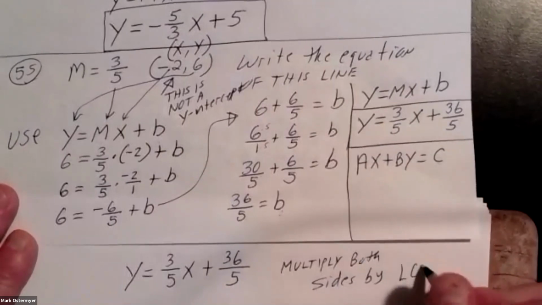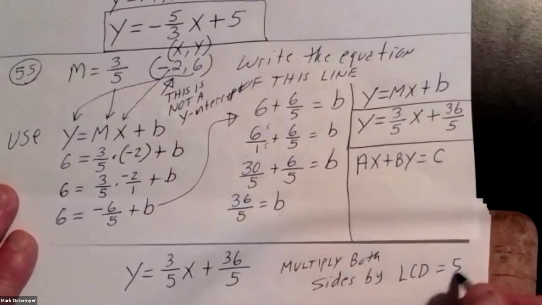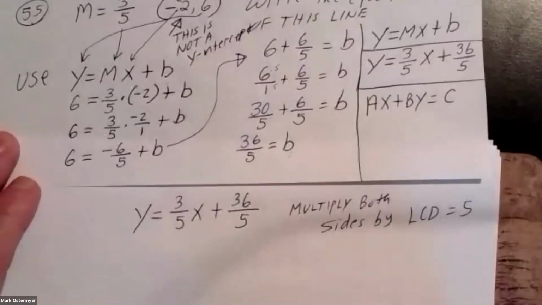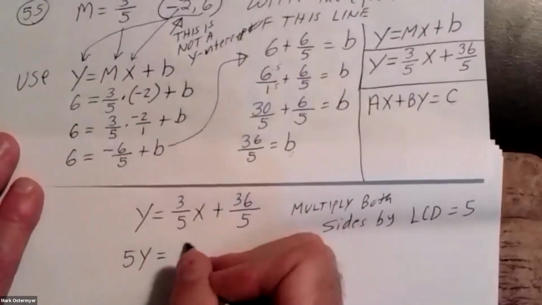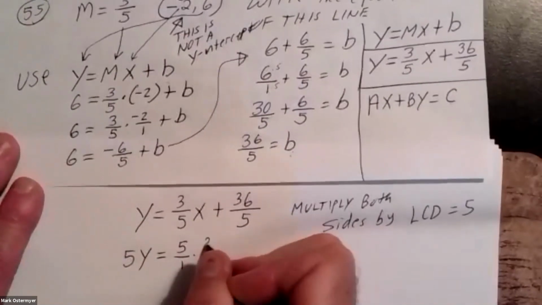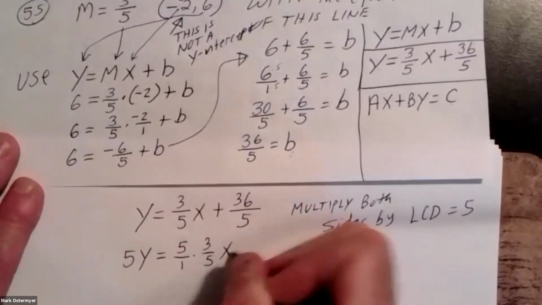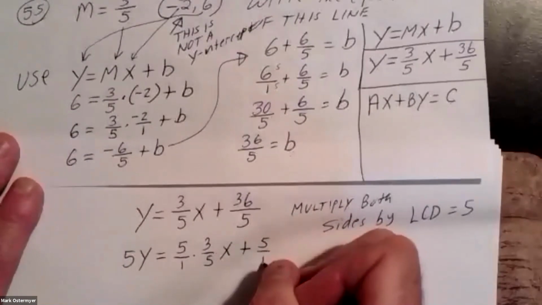What's the least common denominator? 5 and 5. 5? Let's multiply both sides of our equation by 5. Got to multiply the left side by 5. Got to multiply this by 5. Got to multiply this term by 5.